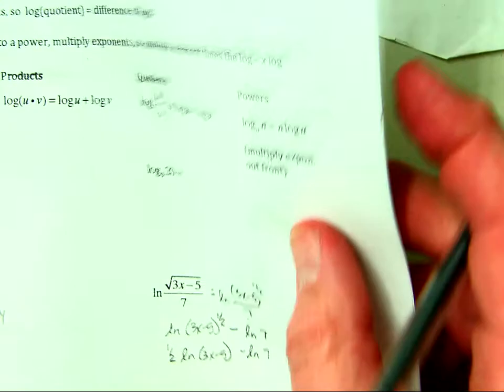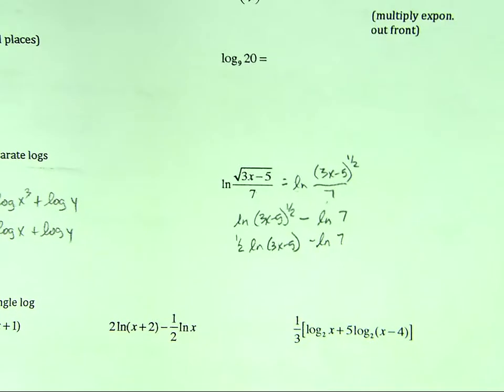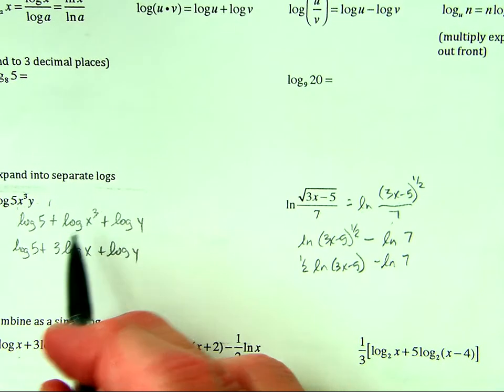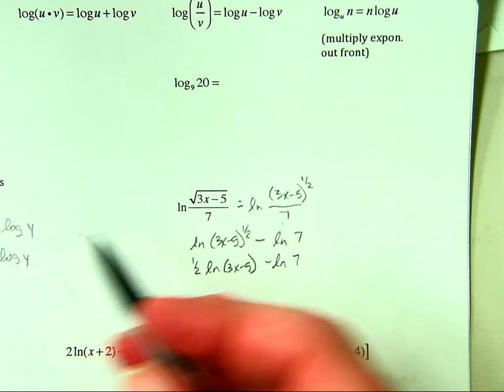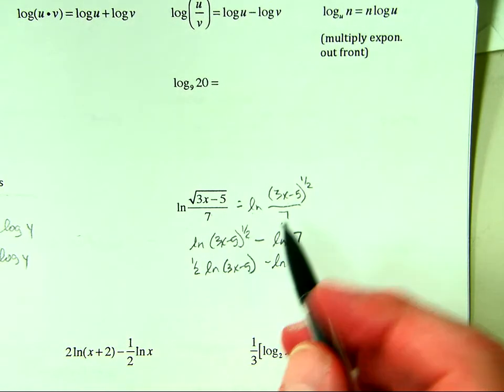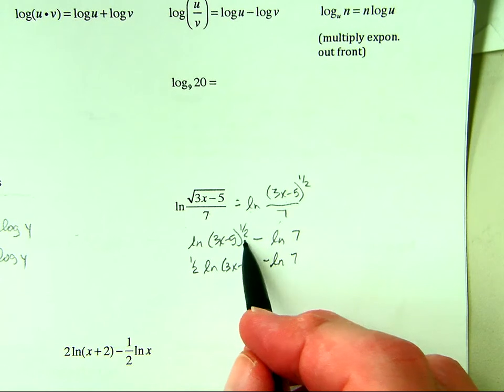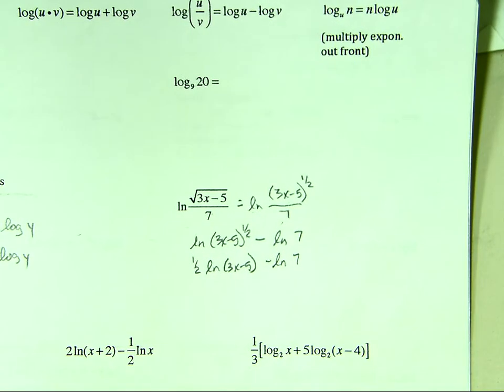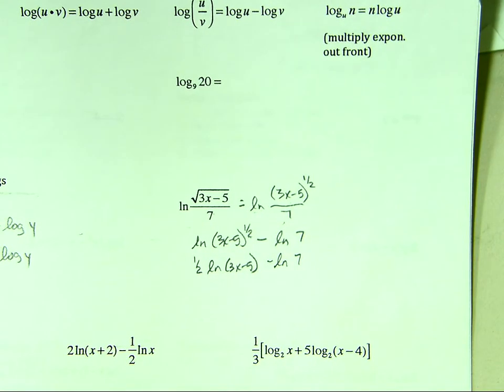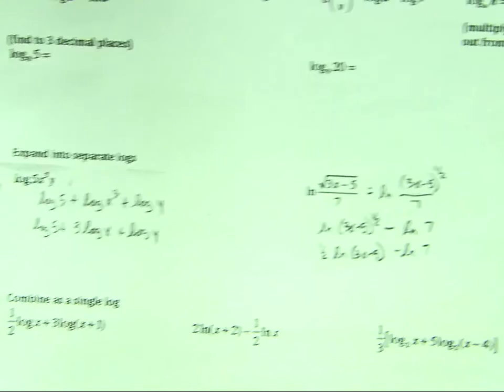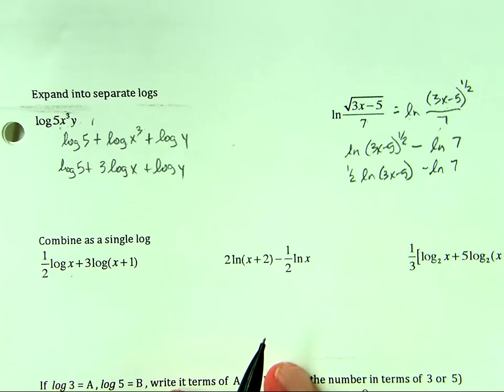So that's breaking them into separate logs. So again, if you have a product, you add the separate logs. If you have a quotient, you subtract the logs. If you have an exponent, you multiply it out front. Those 3 things. All right, these next 3, we're going the opposite direction.